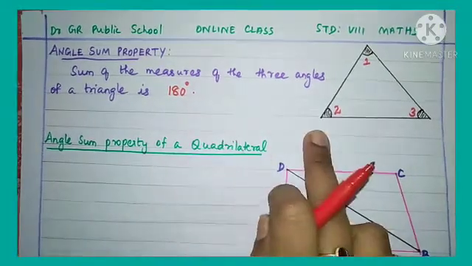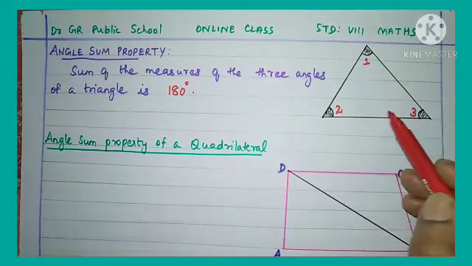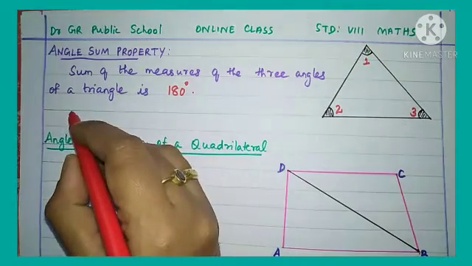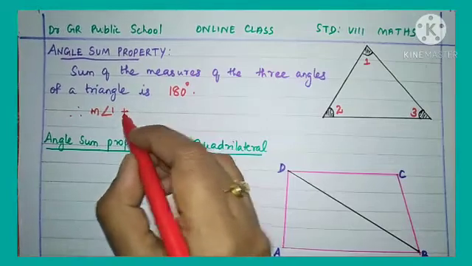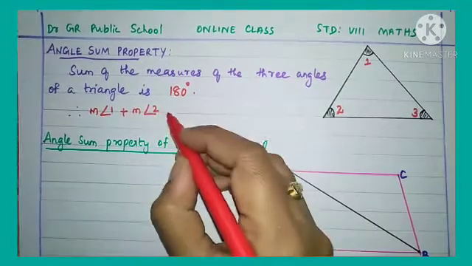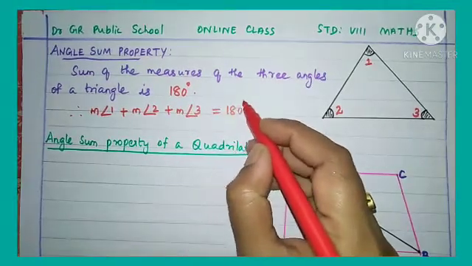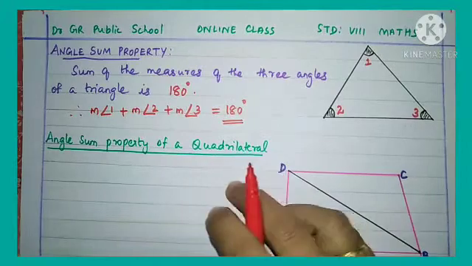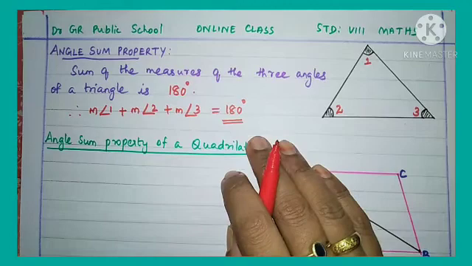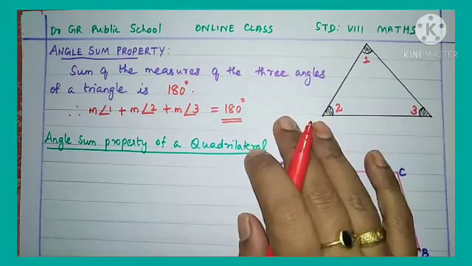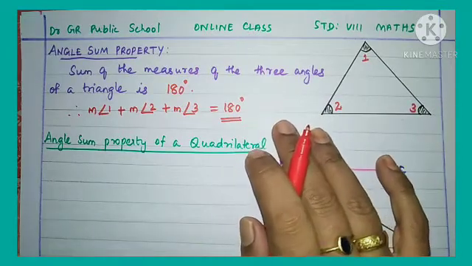Since the angles are named angle 1, angle 2 and angle 3, we can write: therefore, measure of angle 1 plus measure of angle 2 plus measure of angle 3 is equal to 180 degrees. This is called the angle sum property of a triangle. This is the first result we need to memorize, as you learned in previous classes.